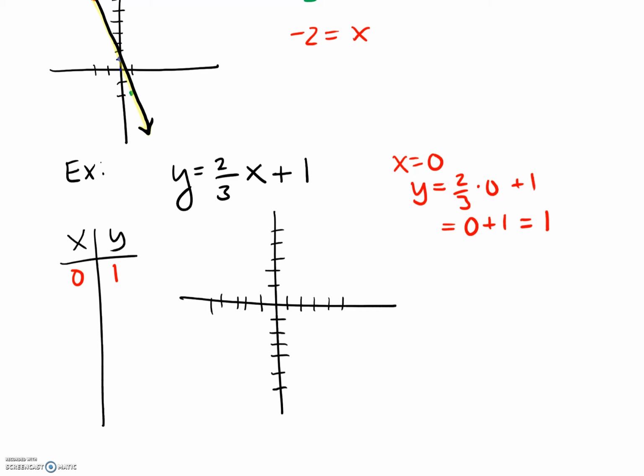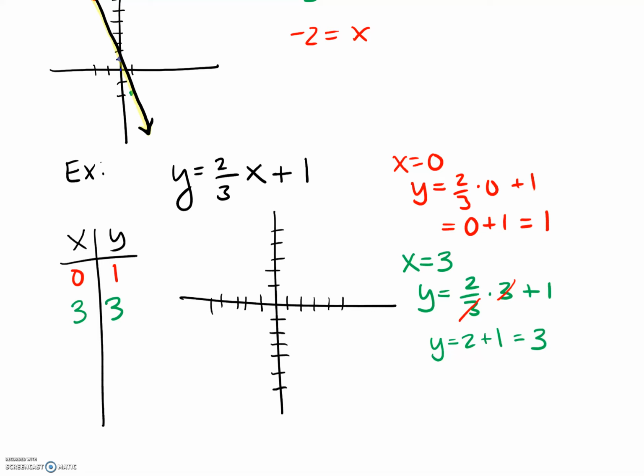And we do the same thing again. This time, though, we're going to be clever about what we choose. Probably want to choose something that is going to make my fraction disappear. So I'm going to choose 3, because I know if I multiply 3 by 2/3, the fraction's denominator will cancel out. So y is equal to 2/3 times 3 plus 1. Since I chose this cleverly, my 3's cancel out, and I get y is equal to 2 plus 1, or 3. So we now have 3 and 3 as our second point.